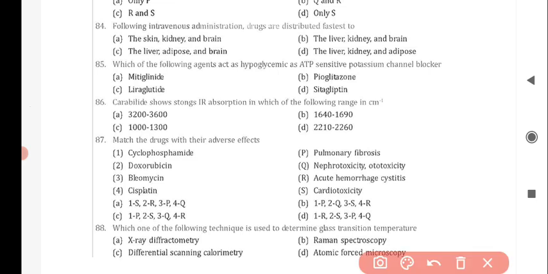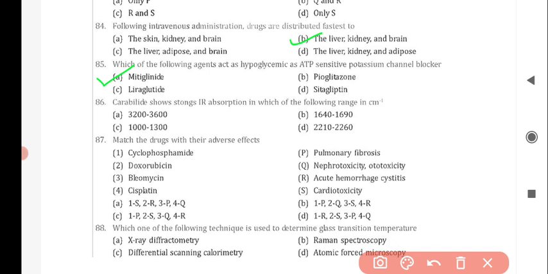Next question is, following intravenous administration, drugs are distributed fastest to, and the correct answer is option B, the liver, kidney and brain. Next question is, which of the following agents act as hypoglycemic as an ATP sensitive potassium channel blocker? And the correct answer is option A, meglitinide.